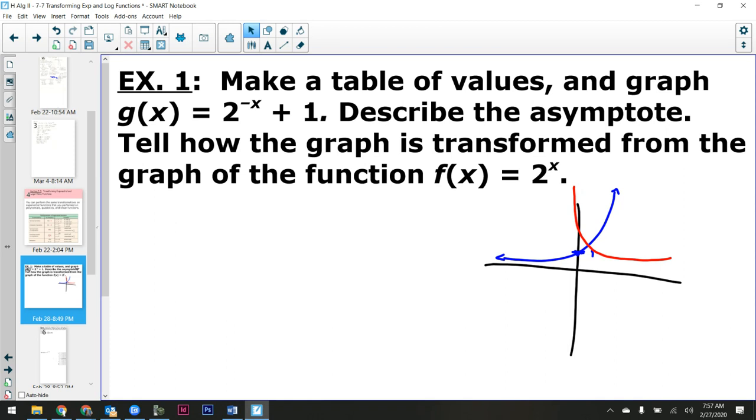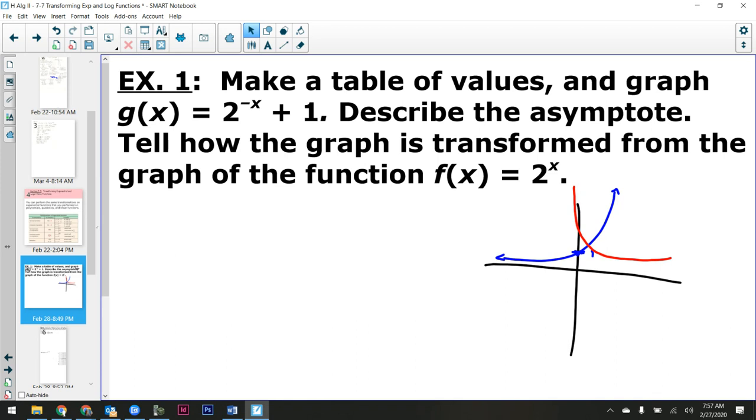Hey guys, let me ask you a couple of questions. Where is the asymptote now? It might be a better question to ask, where was the asymptote? For 2 to the x, where was the asymptote? Y equals 0. Okay, so if the asymptote was y equals 0, what did I do to the asymptote? Up 1. So where's the asymptote now? Y equals 1. Does that make sense?